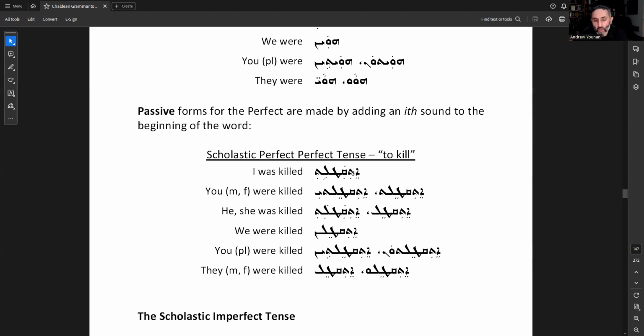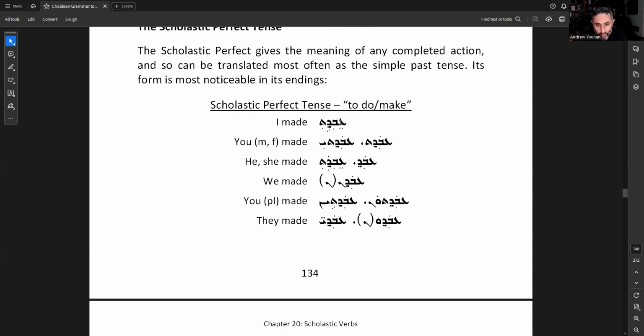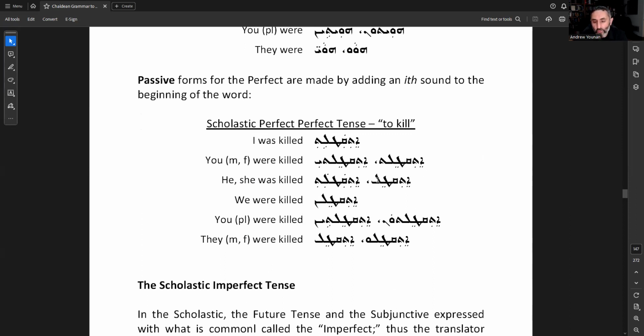So let's take a look. Ith qatleth. Now, if you're paying attention, I killed is qatleth, so the vowel does change, but don't worry so much about that. Ith qatleth, I was killed. Ith qtalt, you were killed. Ith qtalt with a silent yod, you feminine were killed. Ith qtil, he was killed. Ith qatlath, so again the same ending, she was killed.